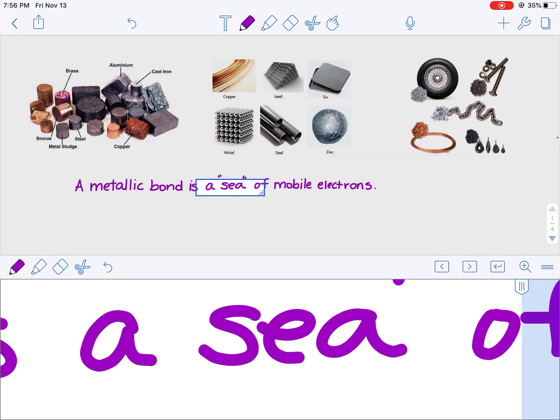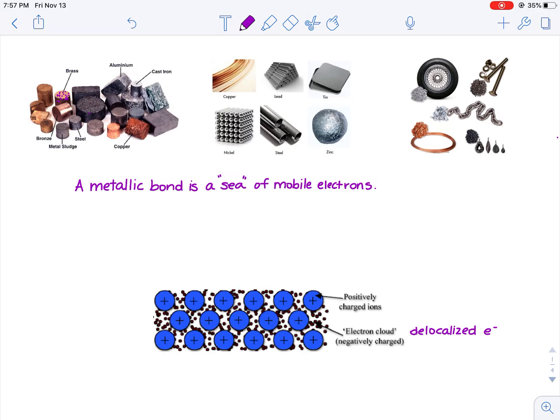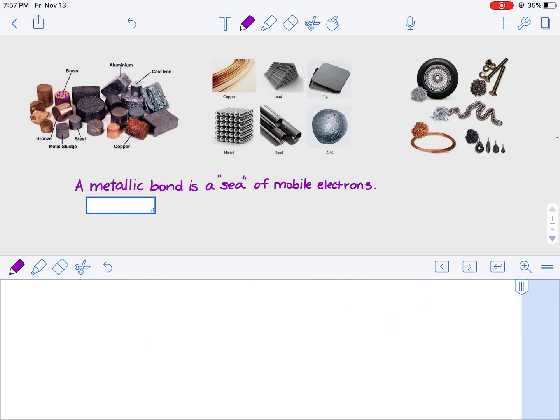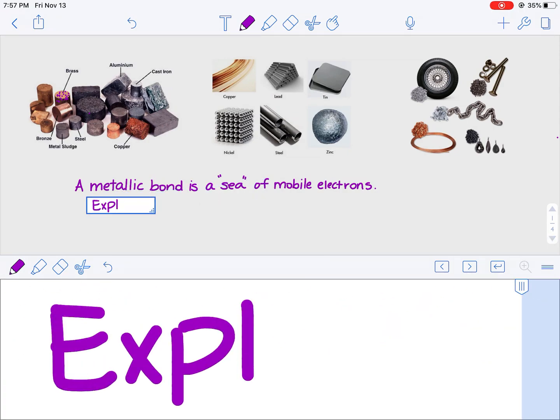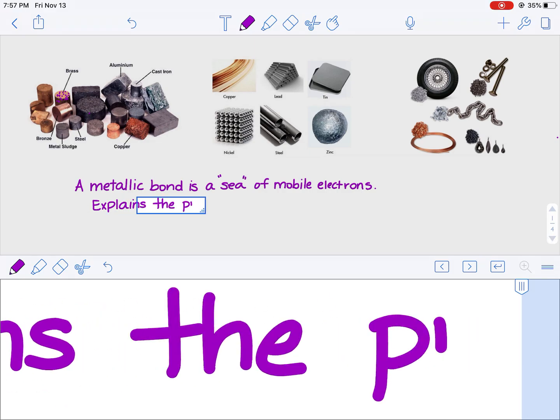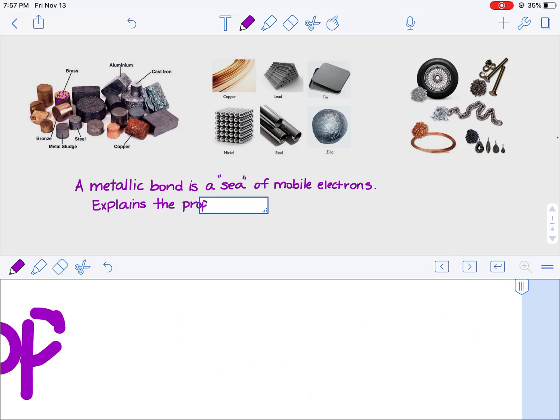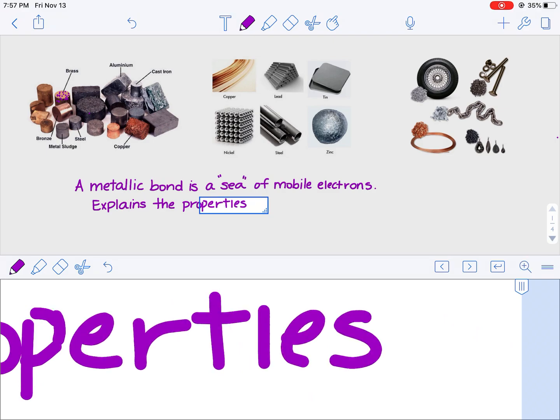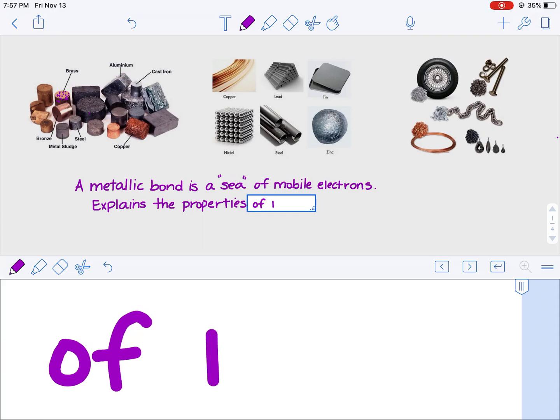The ocean or the sea is in constant motion. It has currents that are constantly moving the water molecules around. And that's what's going on in a metallic bond. These valence electrons are constantly moving from one nucleus to another nucleus to another to another. And as a result, this explains the properties of metals.